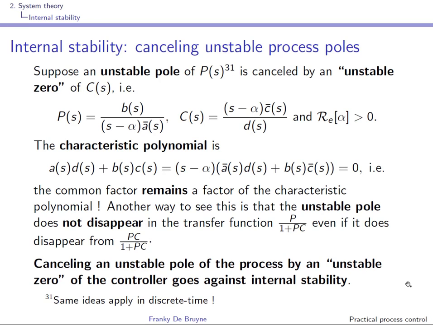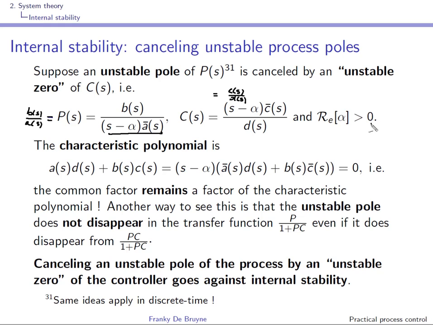Well, let us first start with the situation where we cancel an unstable process pole. And what we'll do here is write P(s) as B(s) over A(s), right? And we'll do something similar here for the controller. We'll write it as C(s) over D(s), right? Well, assume that there is an unstable pole in P(s), then we can factor A(s) like this, and we'll assume that this is the unstable pole.